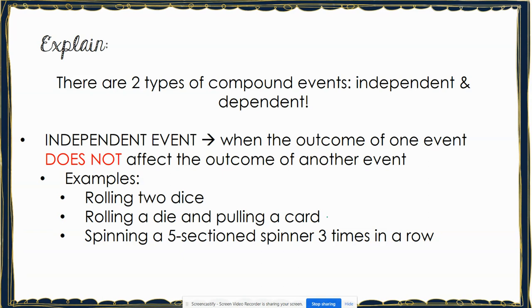The next example is spinning a 5-sectioned spinner 3 times in a row. Every time I spin that spinner, I have the same 5 options. So since none of those options have changed, this is considered an independent event because whatever I landed on the first time will not affect what I land on the second time.